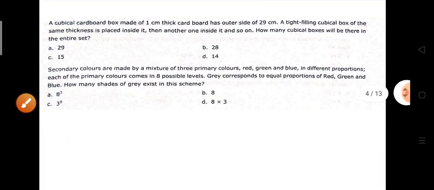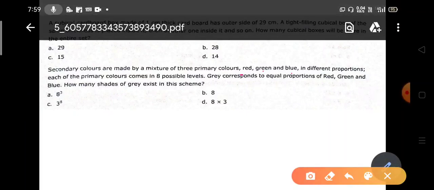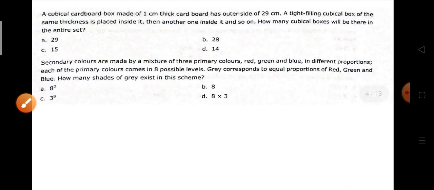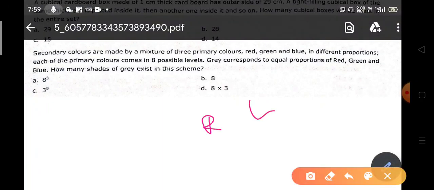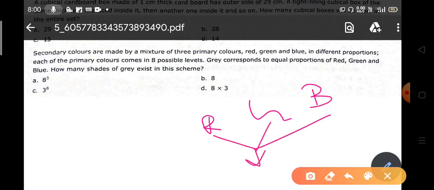Now the next question. Secondary colors are made by a mixture of three primary colors, red, green and blue, in different proportions. Each of the primary colors comes in 8 possible levels. Gray corresponds to equal proportions of red, green and blue. How many shades of gray exist in the scheme? So the primary colors are RGB, red, green, blue, and out of these RGB combinations you can get different colors. The combinations of these primary colors that we get are the secondary colors.